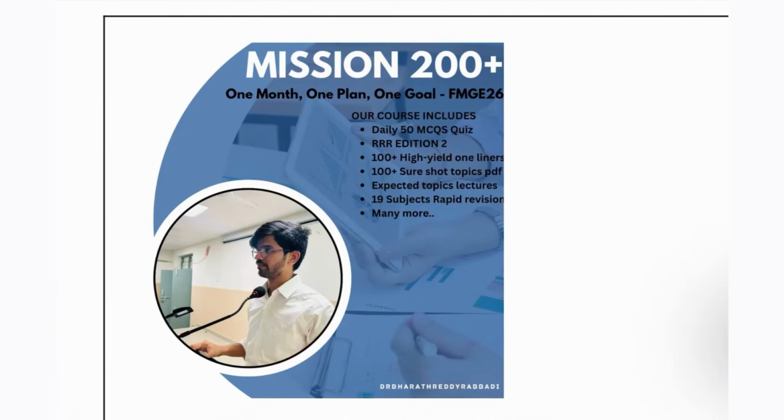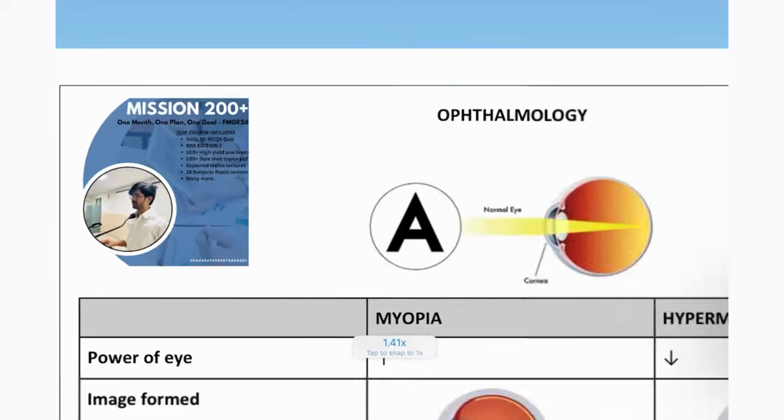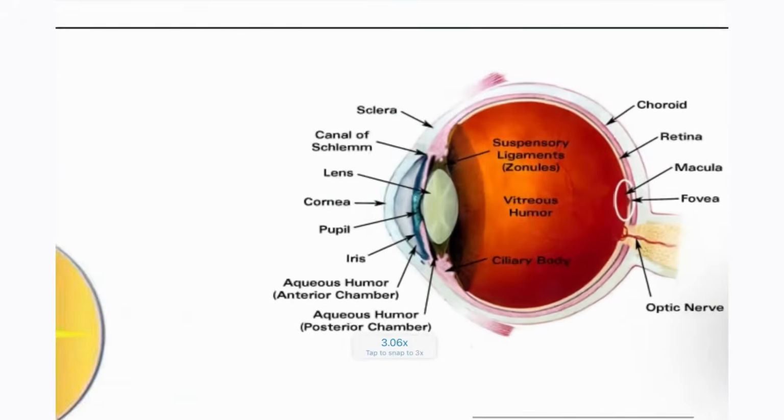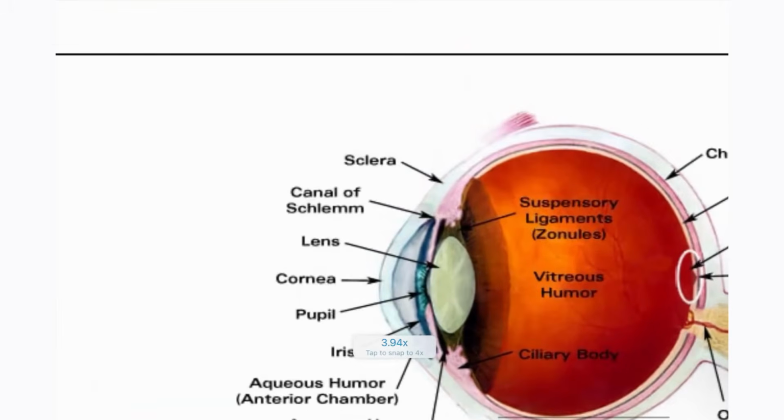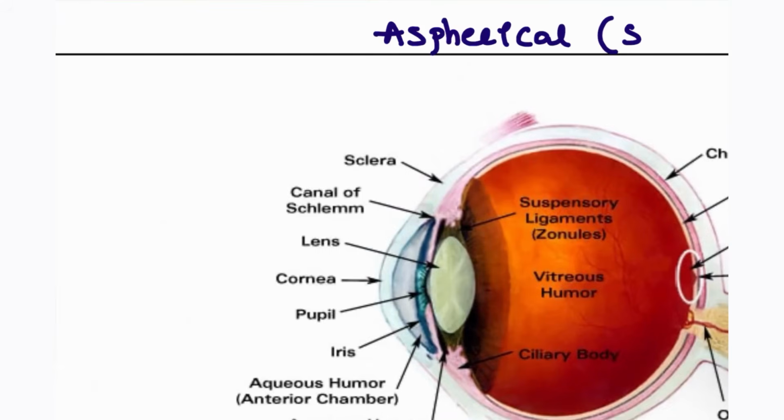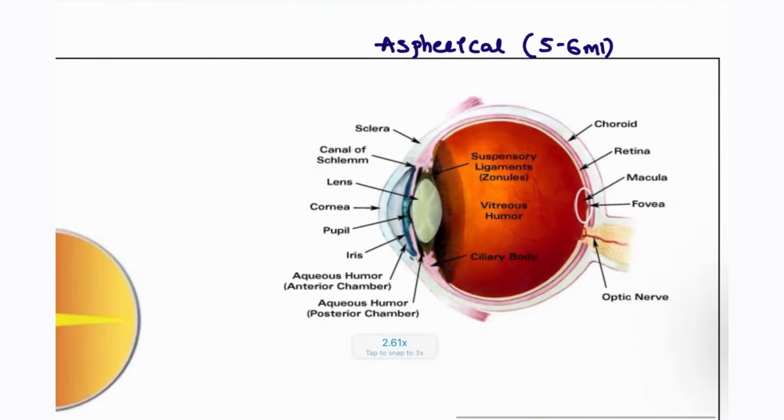Okay, let's move on to today's discussion, ophthalmology rapid revision. First, we have to see the normal structure of the eyeball. What do you think is the shape of the eyeball? It is basically a sphere, and the volume of the eyeball is almost 5 to 6 ml. We all know the eyeball is present within the orbit.